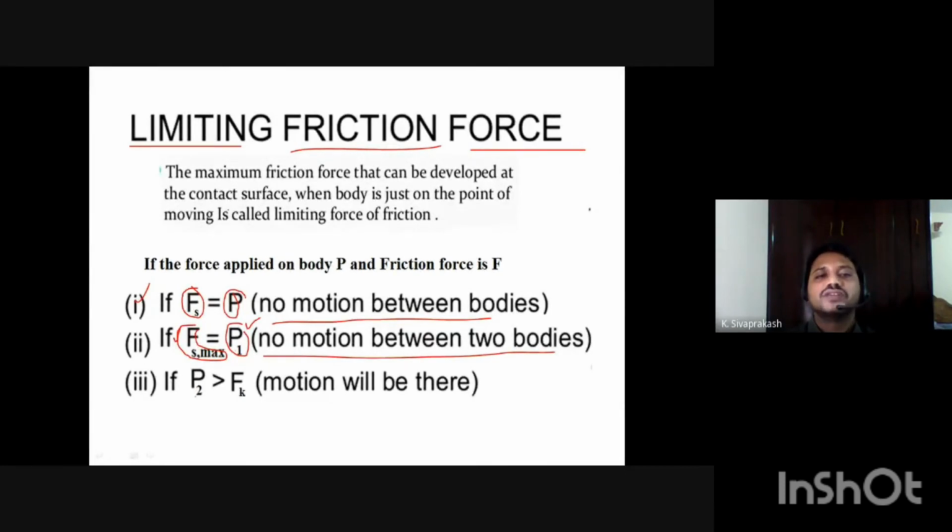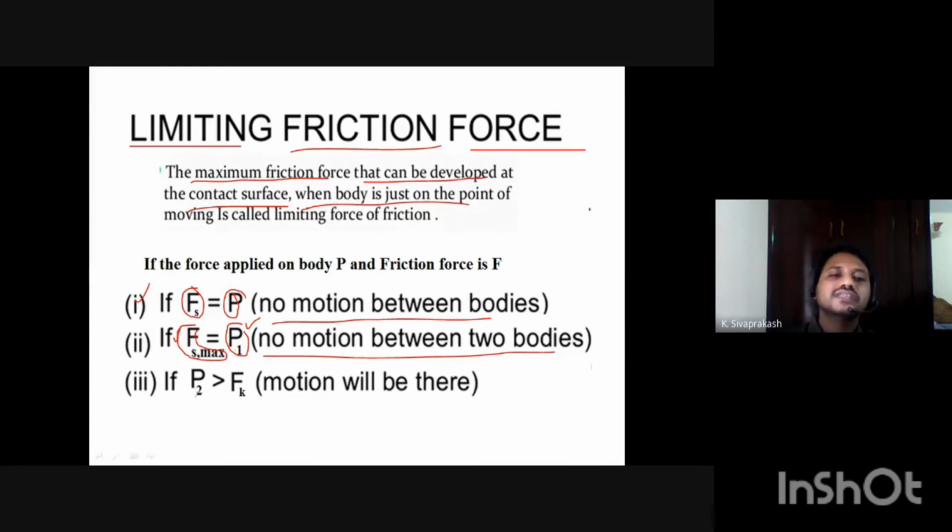The maximum friction force that can be developed at the contact surface is reached when the body is just on the point of moving. After this point, the frictional force cannot increase further. It can withstand only up to a certain limit. After the limit is crossed, it can't withstand the external load, so automatically the friction force is reduced.